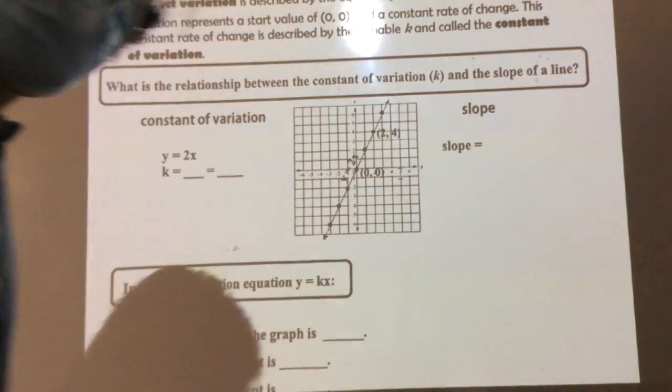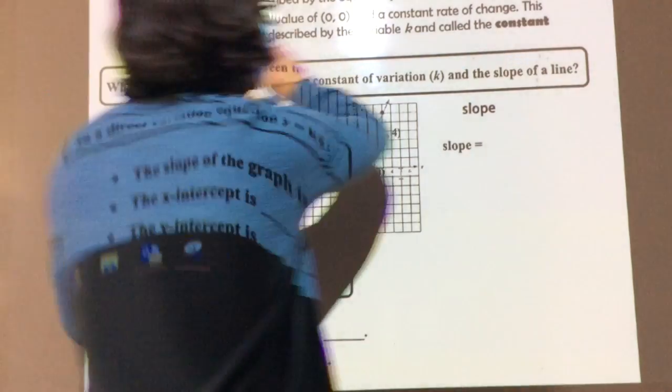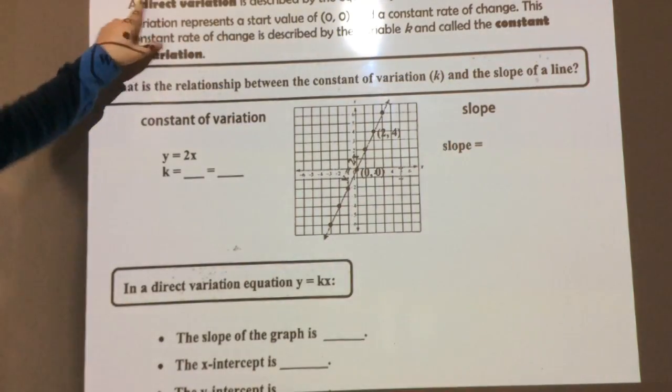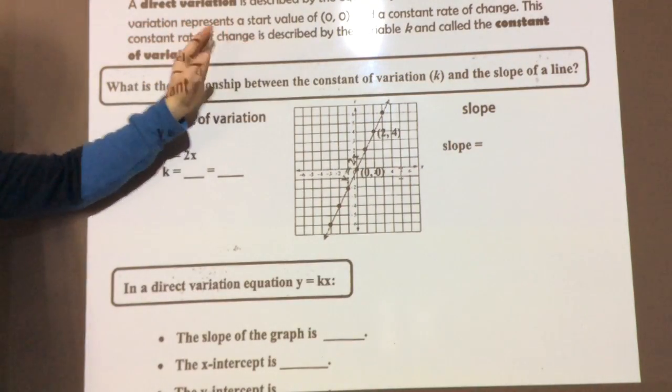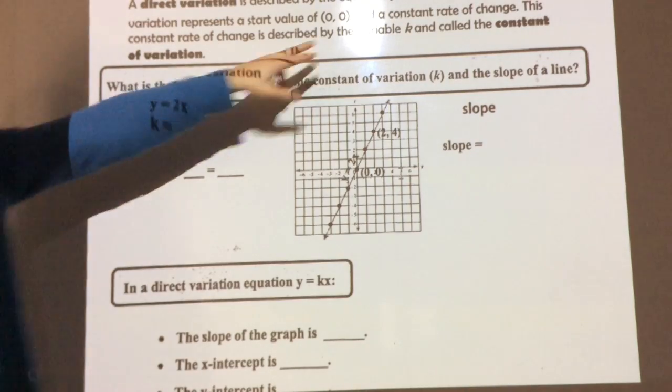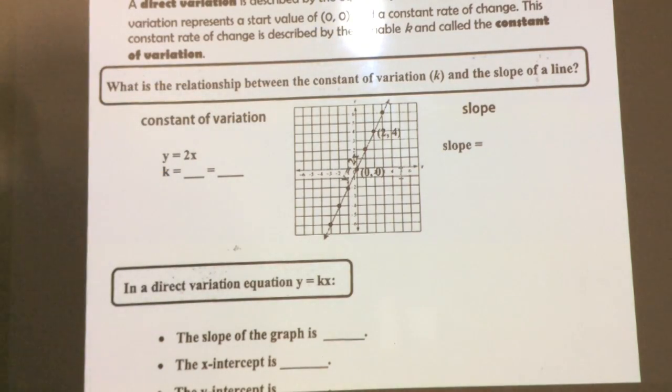All right, so if we take a look here, this basically just reiterates what I just told you for a warm-up. Direct variation is described by the equation y equals kx, and k stands for the word constant, which is just another way of saying slope. And it also tells us that the k cannot be 0.